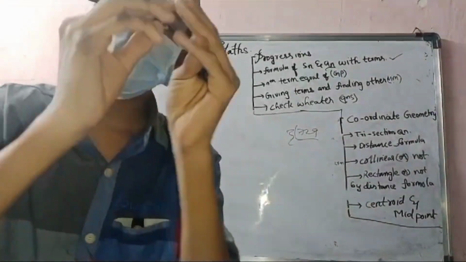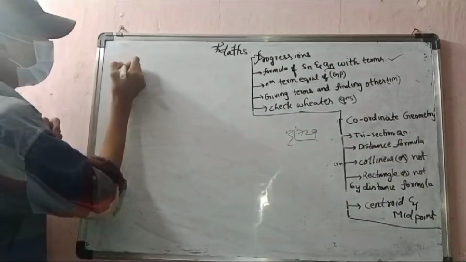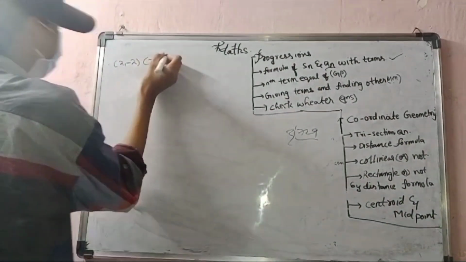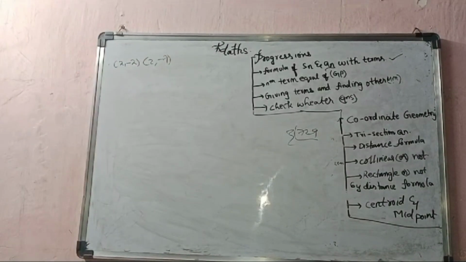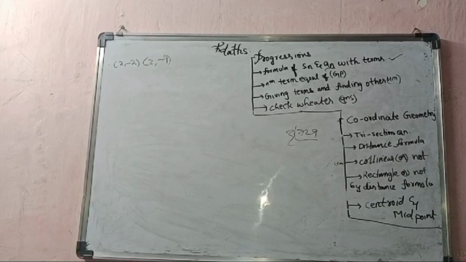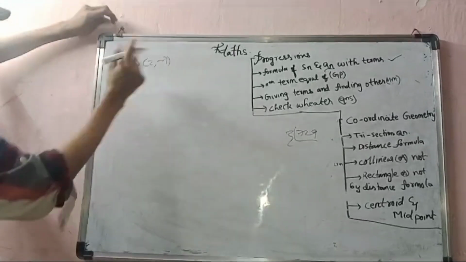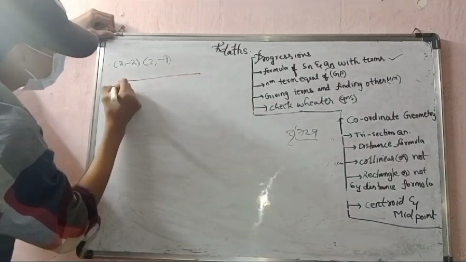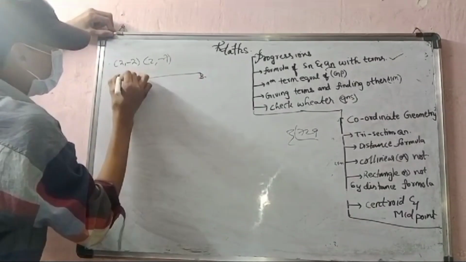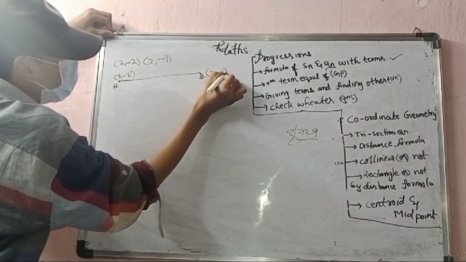Trisection means dividing into 3 sections, 3 parts. In your exam they gave 2 comma minus 2 and 2 comma minus 7, something like that, for trisection. Okay, let it be any point. Now this is point A and this is point B. Point A is 2 comma minus 2 and this is 2 comma minus 7.